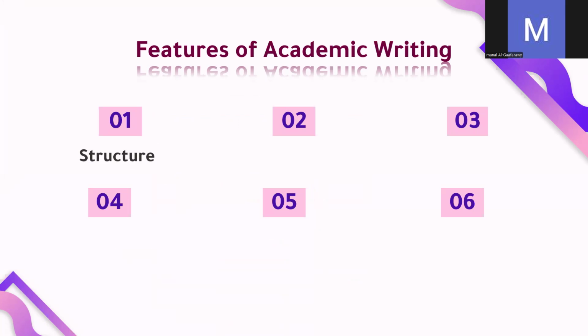First, it has to have structure, or it has to be paragraphed or demonstrated in the form of paragraphs that show the organization and development of ideas. The second feature is to have evidence. And this means that any statements provided in the essay or the article have to be supported with enough resources and examples to guarantee credibility.